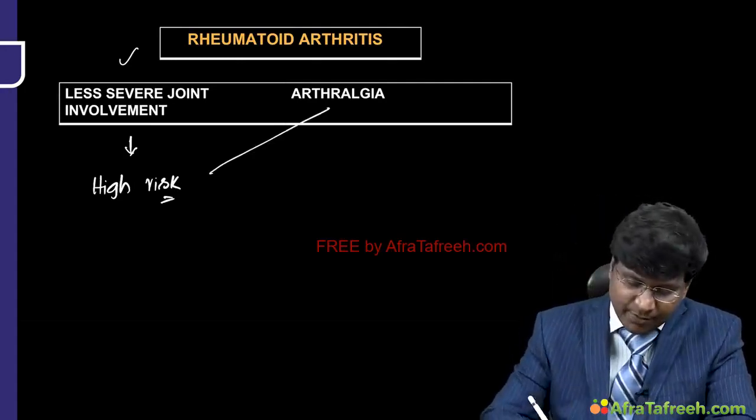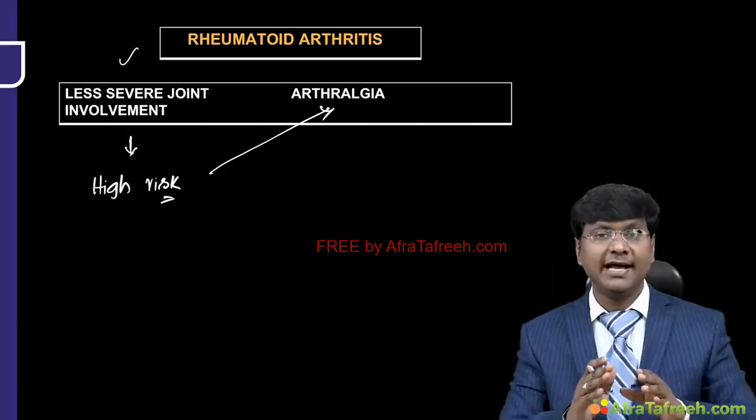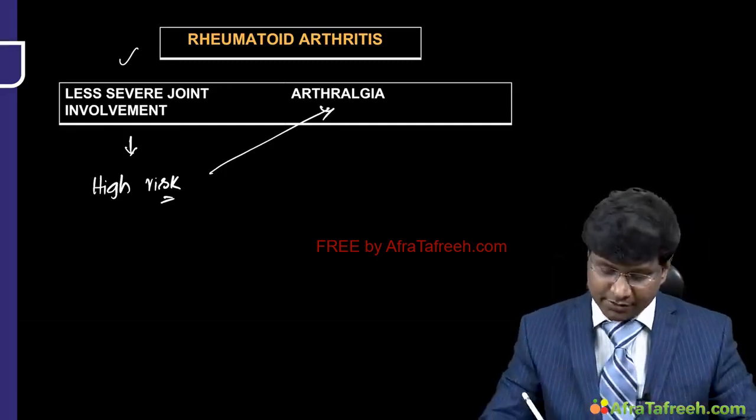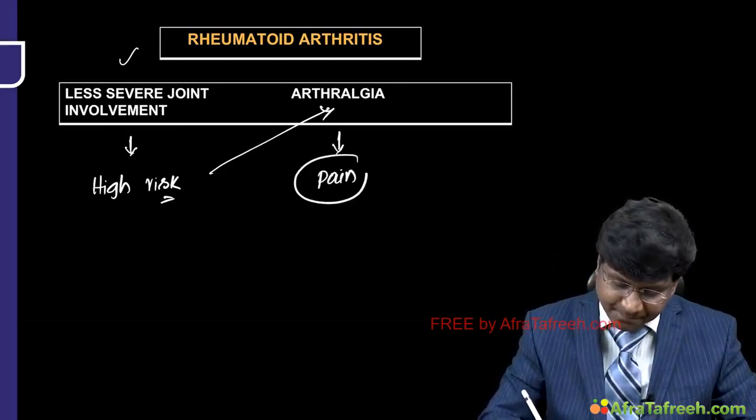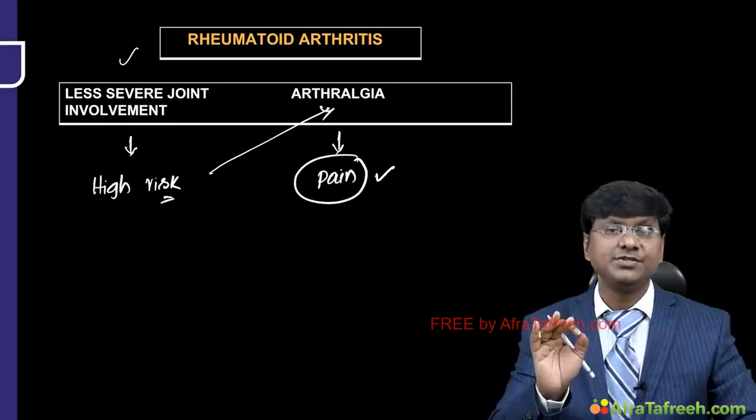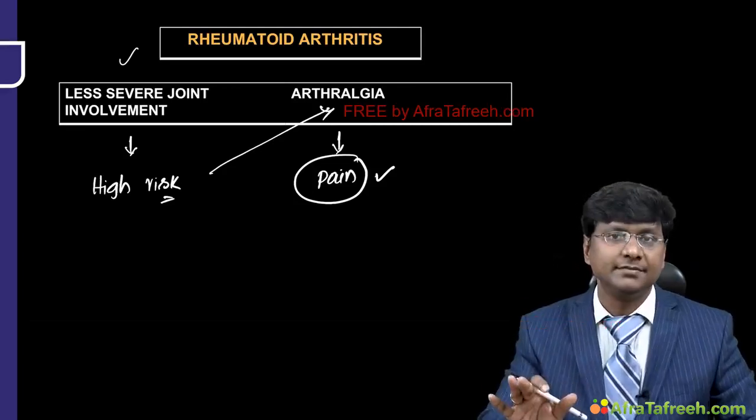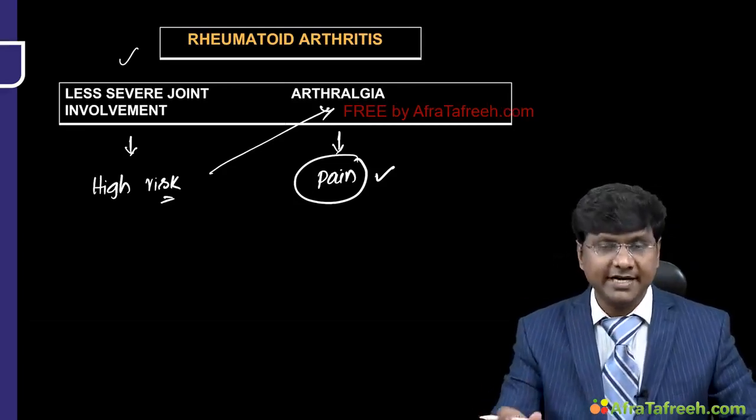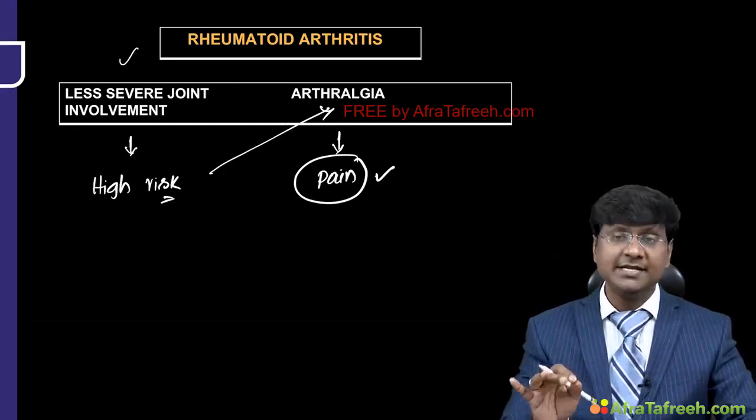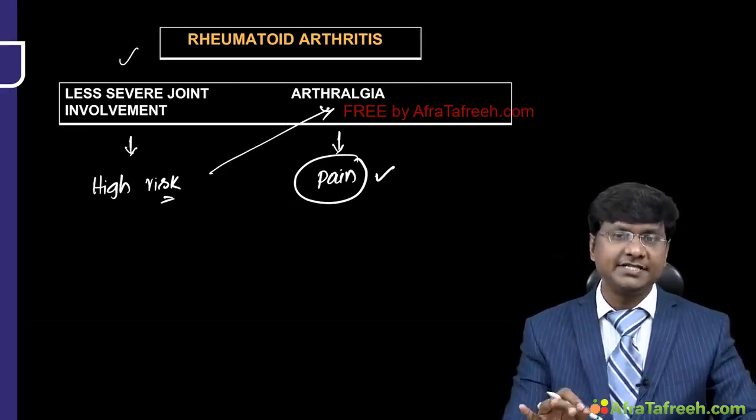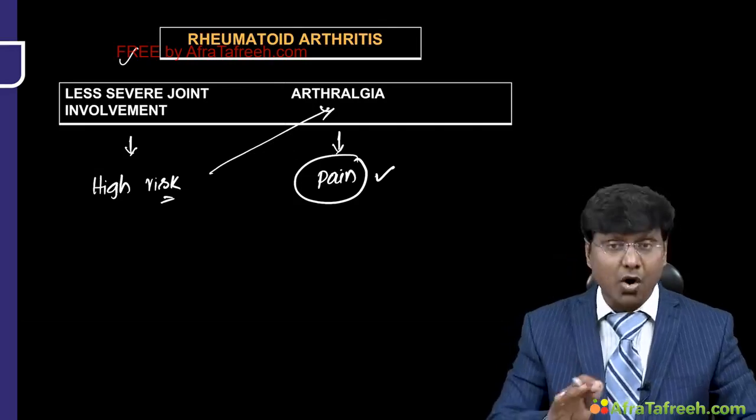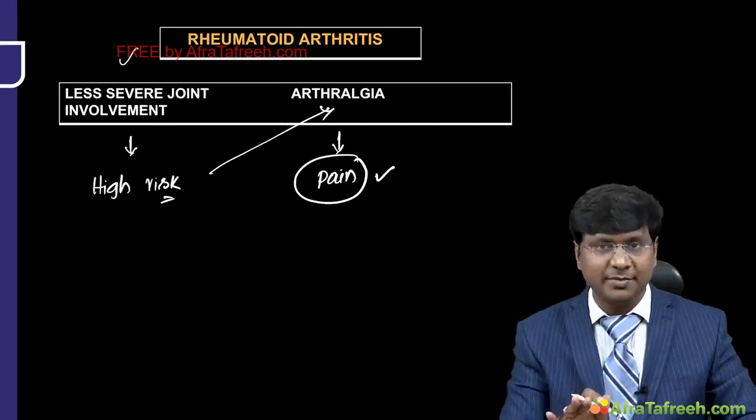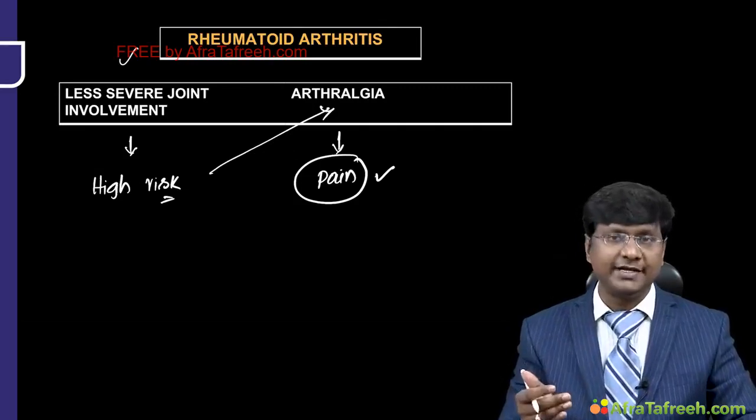And in these high risk populations, you need not have all the signs of inflammation. Only if arthralgia is there, that means if there is presence of only the pain, that is enough as the major criteria in the high risk population. Okay, right. So all the signs of inflammation need not be there. So this is about the joint involvement.